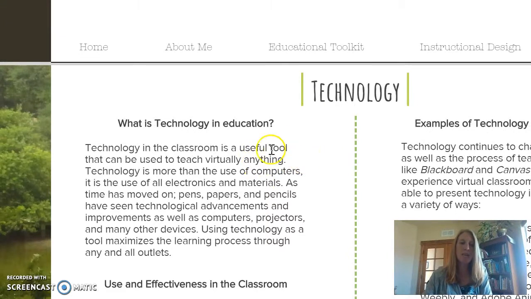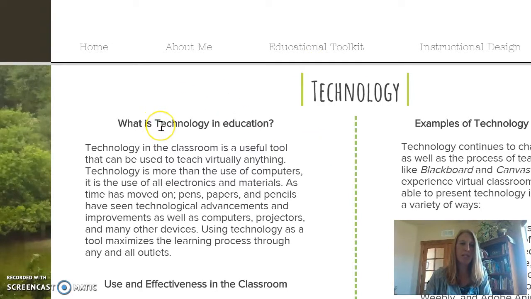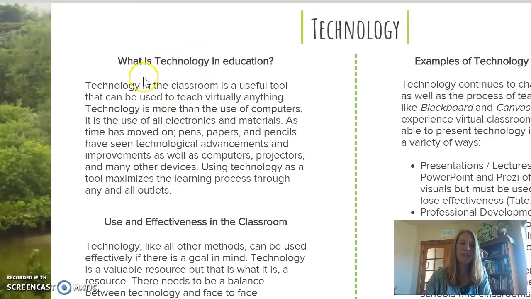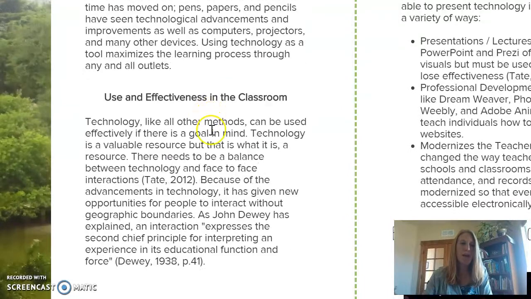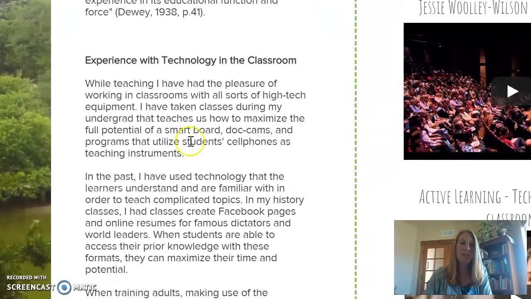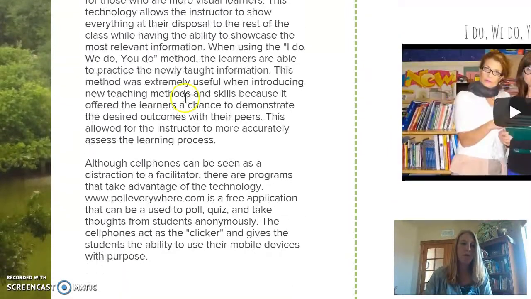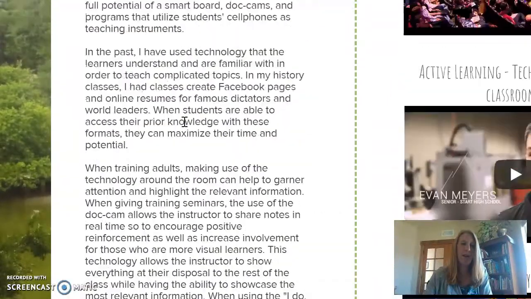So this is from a different student, and when you are looking at his, you'll look at this tab called Educational Toolkit, and then he has all 4 of his under that tab in this website. So let's look at the technology one. The way he did this is he gave, again, an overview of what is technology in education, a real quick overview on its use and its effectiveness. And then he talked about some of his specific ways and experiences of using technology in the classroom. So he goes through right here some of the narrative of that.